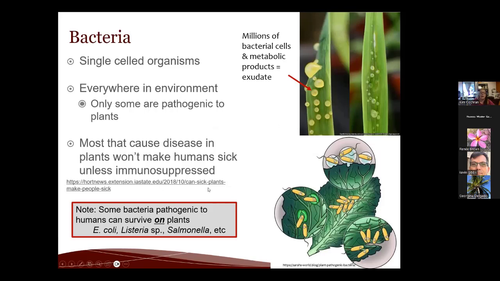about that. It's also really important to note that some bacteria that are pathogenic to people but harmless to the plant itself can survive on plants. And this includes E. coli, Listeria, Salmonella, and several others. I'm sure you've all heard of these. It's the reason we get lettuce recalls and tomato recalls.